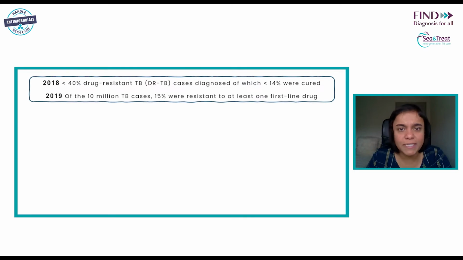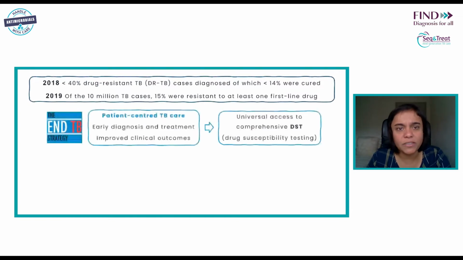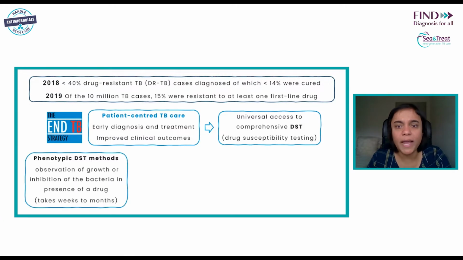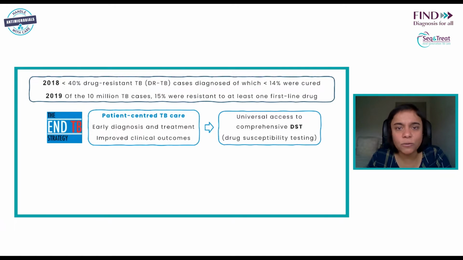Drug susceptibility testing is a necessary step to determine the appropriate and effective treatment for a patient's TB infection. As a priority of patient-centered TB care, the WHO's End TB strategy calls for universal access to comprehensive drug susceptibility testing for all persons with any form of TB. This should allow for early diagnosis and treatment and drastically improve clinical outcomes for DR-TB.